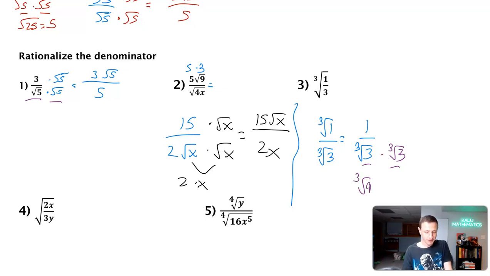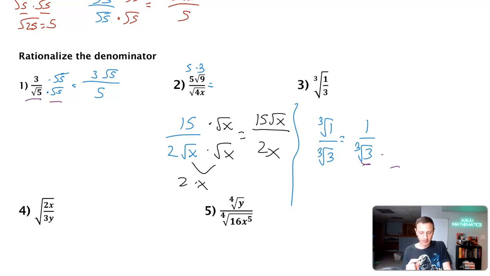Is 9 a perfect cube? No. So that's not going to work. I can't multiply by just the cube root of 3. So think about what you should multiply by, because what we want is a number underneath this cube root to be a perfect cube. So if I have the cube root of 8, for example, cube root of 8 is 2. No more radical. So that's my goal right now.